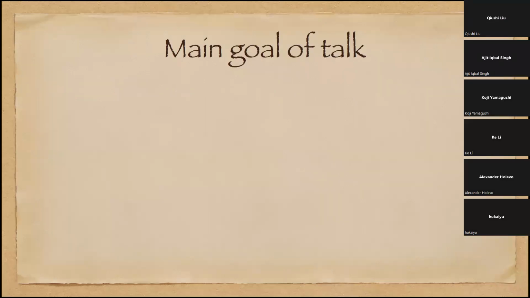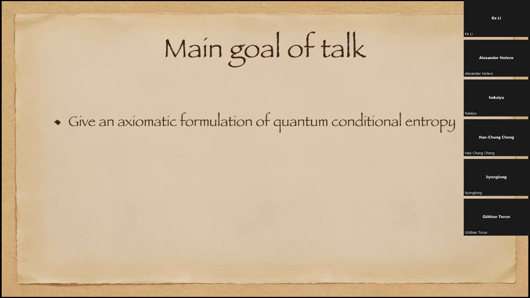The main goal of this talk, just to give an overview, is we first want to give an axiomatic formulation of quantum conditional entropy. Obviously, there have been multiple previous works that have investigated quantum conditional entropy, but most of them have focused on starting with a specific formula and then deriving properties of that formula.